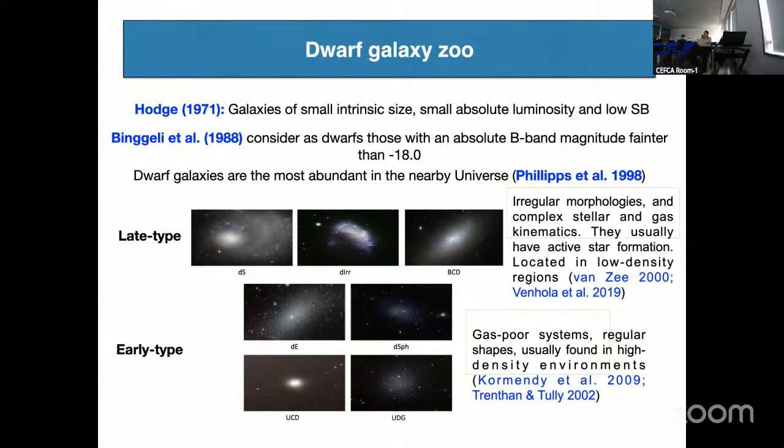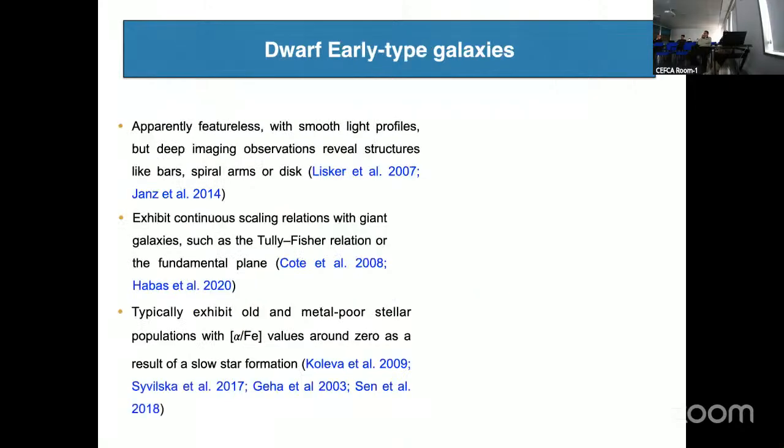And then we have the gas-poor dwarf systems, the early-type dwarfs, with regular shapes, usually found in high density regions. But early-type dwarfs, and this is going to be the subject of this thesis, apparently have no features, but this is not true because for some of the galaxies, the observations revealed that they have structures like bars, spirals, discs, as the normal bright spirals.